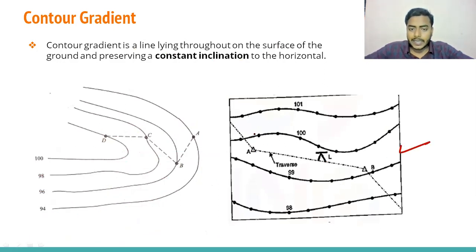This figure also, this line A to B, is also a contour gradient. So you can get the idea by drawing the contour gradient on this plan or drawing sheet. You can get the idea which point is above the ground and which point is below this contour gradient. So you can get the idea about other points also.